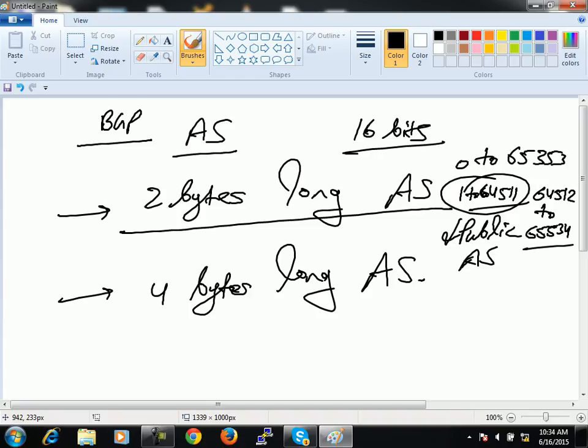Private means anyone can use them. Public means registered. Public AS is the same as public IP. Private AS is the same as private IP address. Anyone can use a private AS, whereas to use a public AS, you have to ask your ISP to provide you a public AS. And it is not very easy to get a public AS.